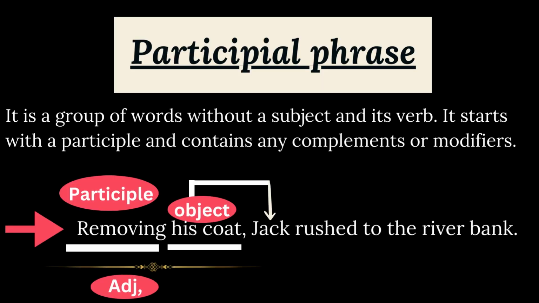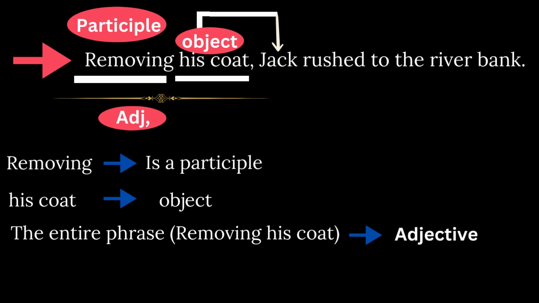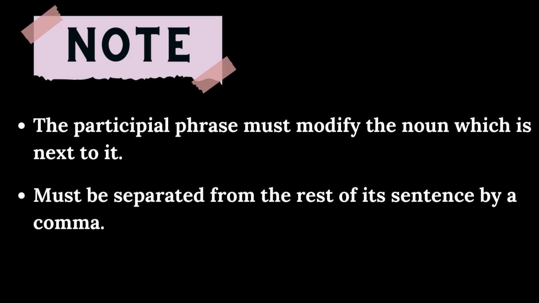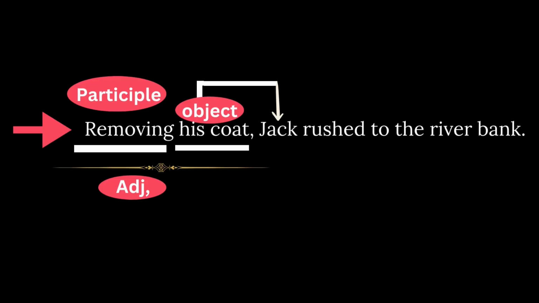The participial phrase. It is a group of words without a subject and its verb. It starts with a participle and contains any complements or modifiers. For example, number 1, removing his coat. Removing is a participle. His coat is an object, and the entire phrase is an adjective that must modify the noun which is next to it, and be separated from the rest of its sentence by a comma.